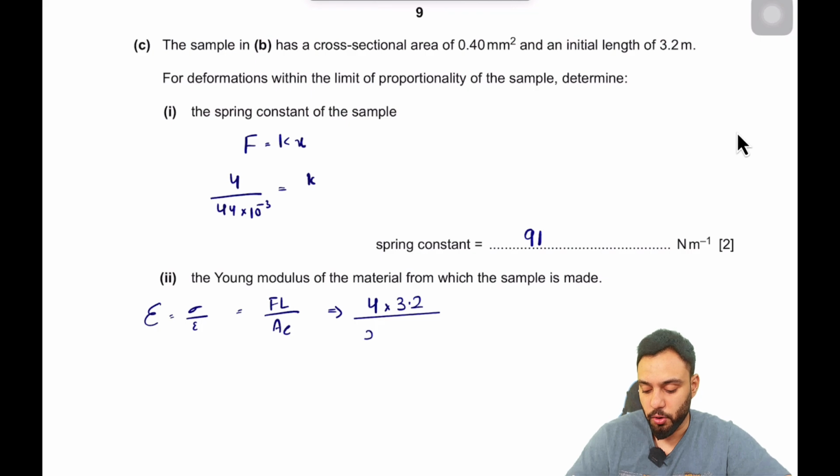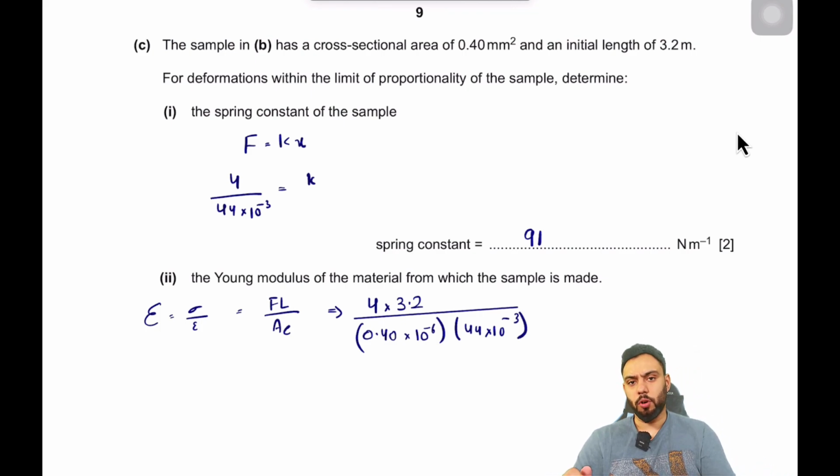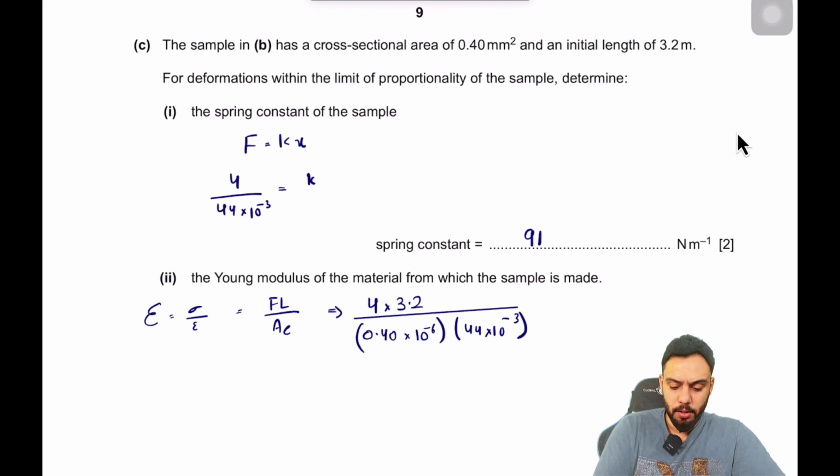Area is 0.40. Since it's given in millimeters squared, you have to convert it to meters squared by multiplying by 10 to the power of -6. And extension, you already know that it's going to be 44 times 10 to the power of -3. So I'm using the same coordinate that I used just now. I'm just going to be plugging in the values. So 4 times 3.2, divided by 0.40 times 10 to the power of -6, times 44 times 10 to the power of -3.